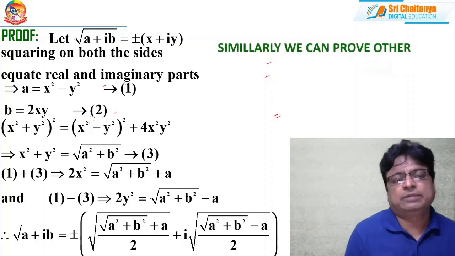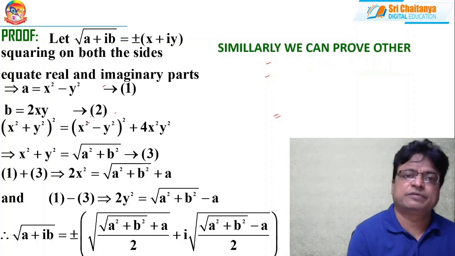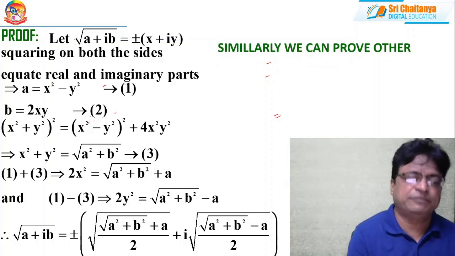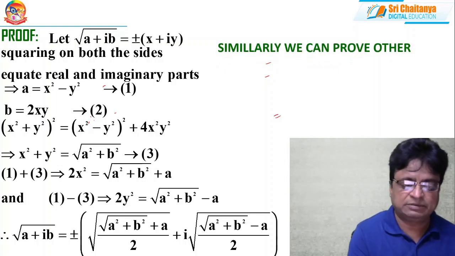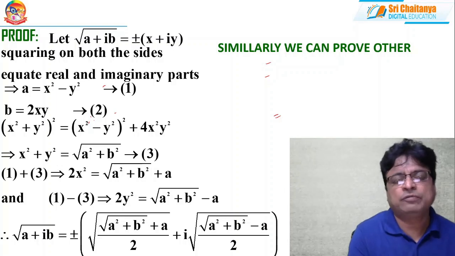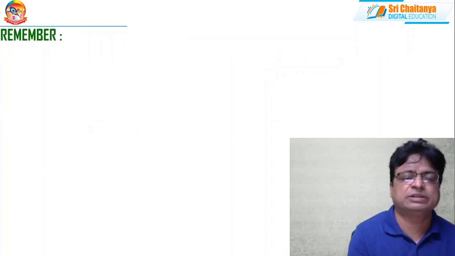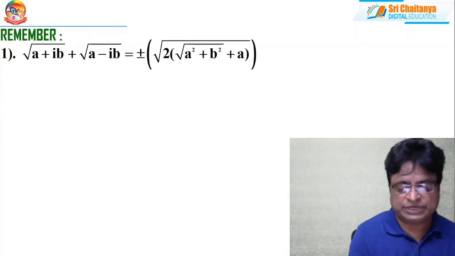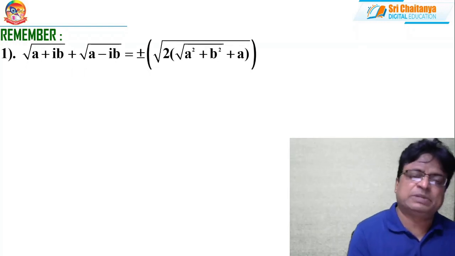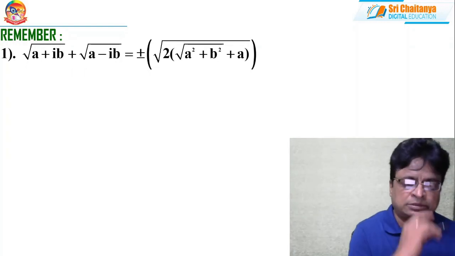In a similar way, we can prove the result for square root of a minus ib also; that is left to you. You practice that on paper. Now, with the help of these two results, we are finding some deductions, and please practice all these things. The first one is square root of a plus ib plus square root of a minus ib.